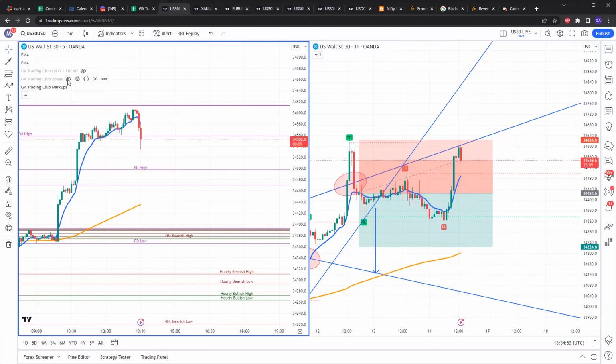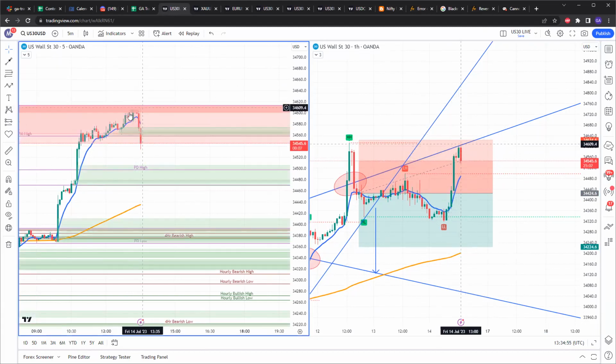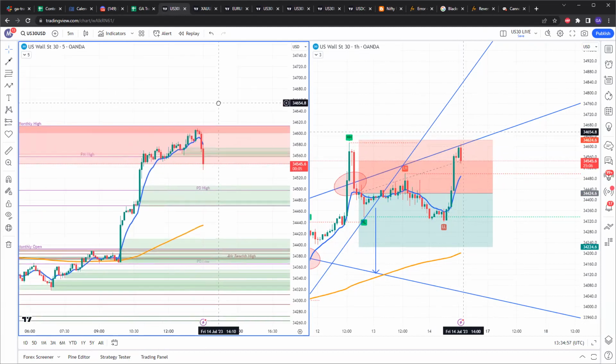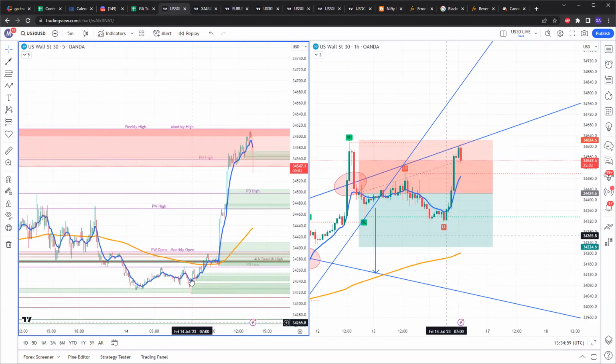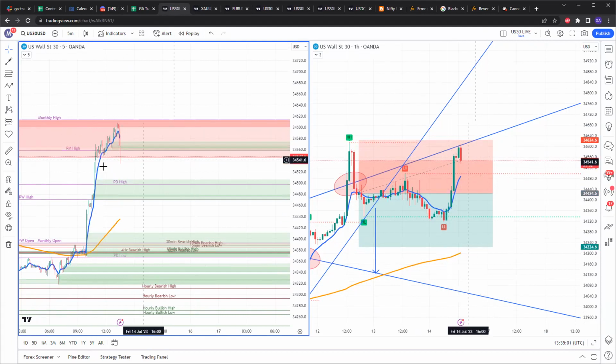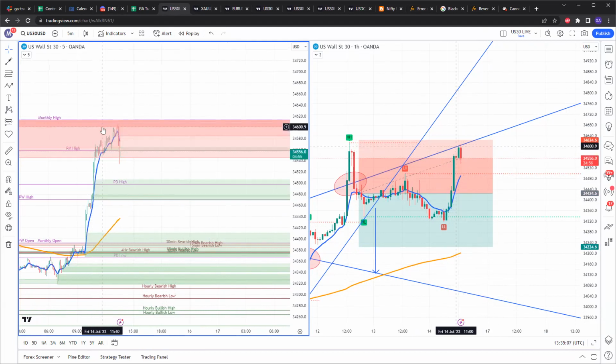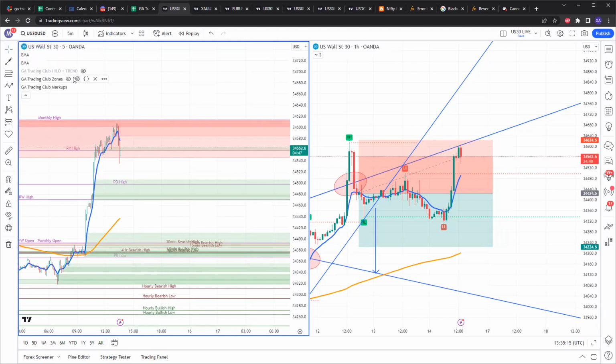Also, if you turn on the zones indicator, you can see we had like a supply zone within a supply zone here. Only thing about this supply zone within a supply zone, it does not have anything that I would use to push price down other than the monthly high. By anything, I mean it doesn't have any order blocks that I can use to jump in the sell.